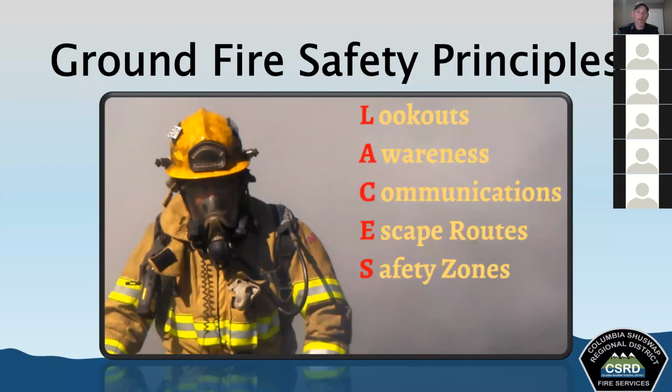So when we're looking at LACES, we're looking at lookout, awareness, communications, escape routes, and safety zones. Lookouts are people that are there to monitor fire development and spread. They help watch for rekindles and what's going on with the fire and make sure they notify the team of what's going on. With awareness, that just means we need to look for changes in the fire's location, direction, and we need to know what the plan is.